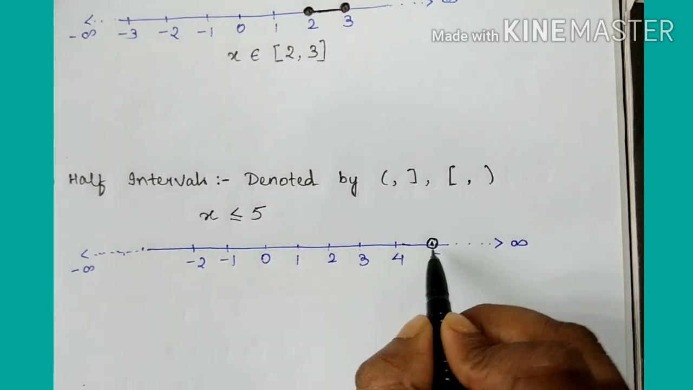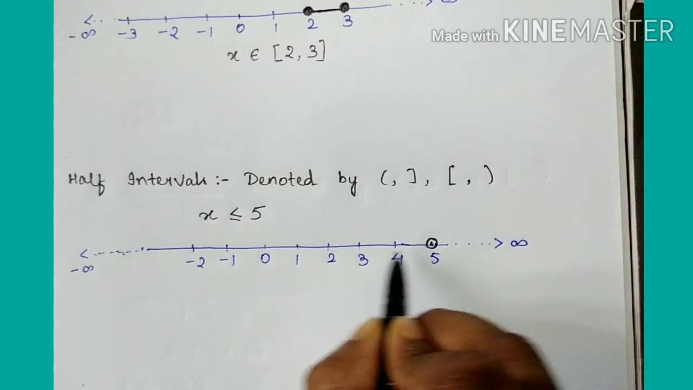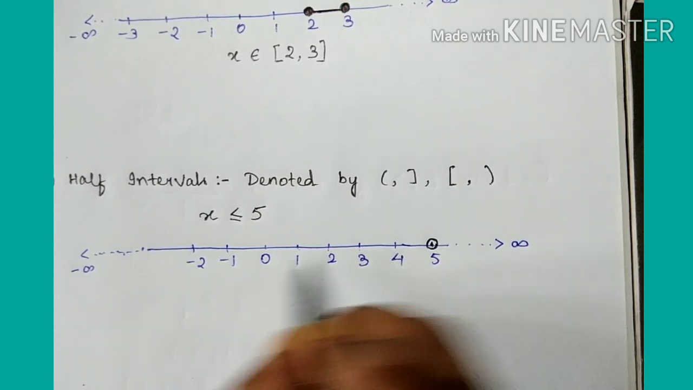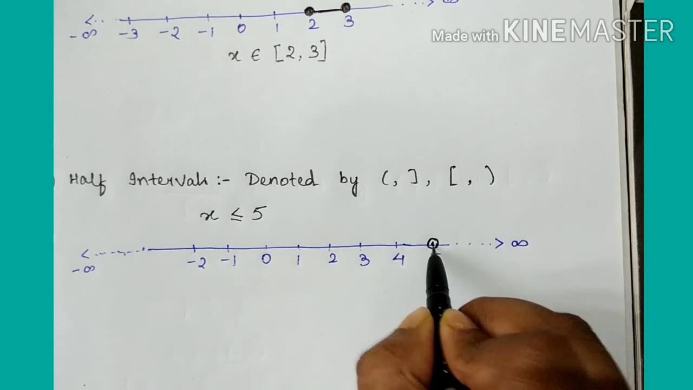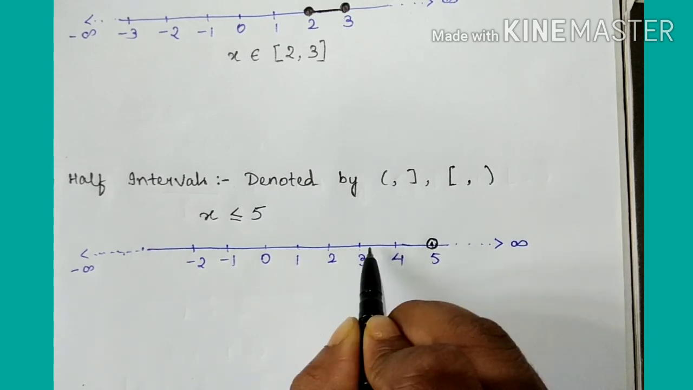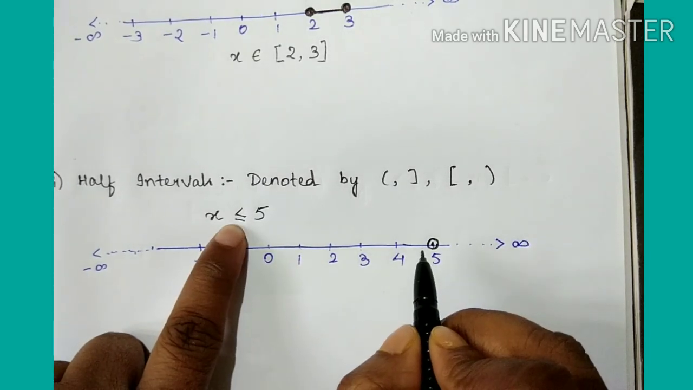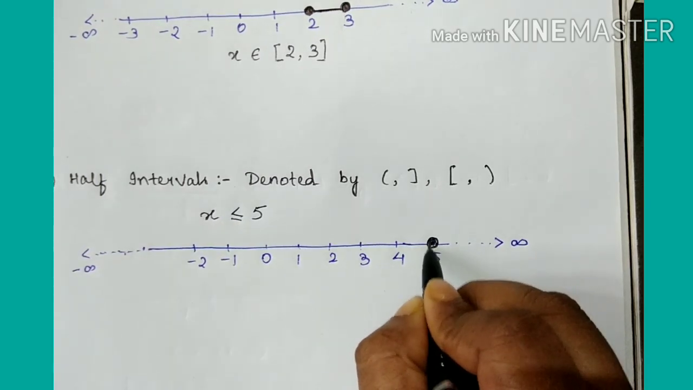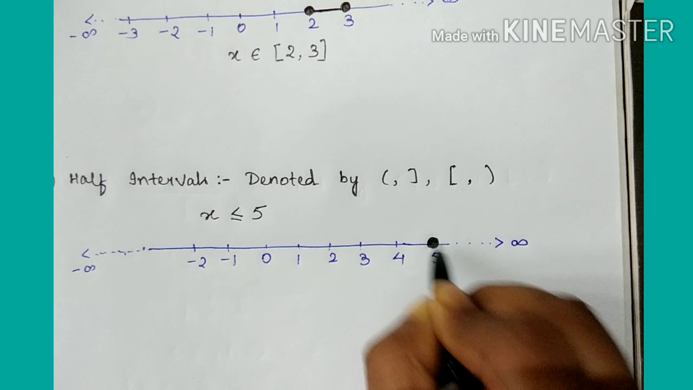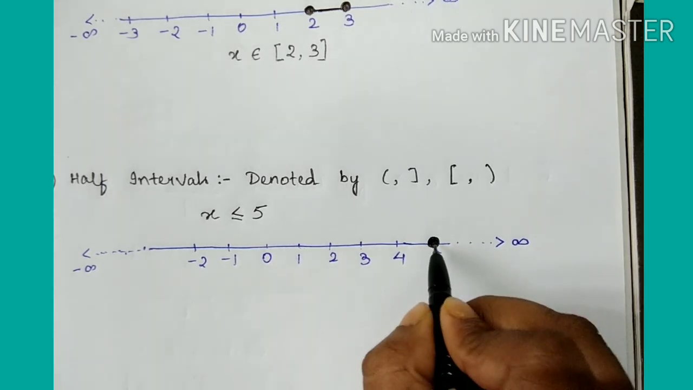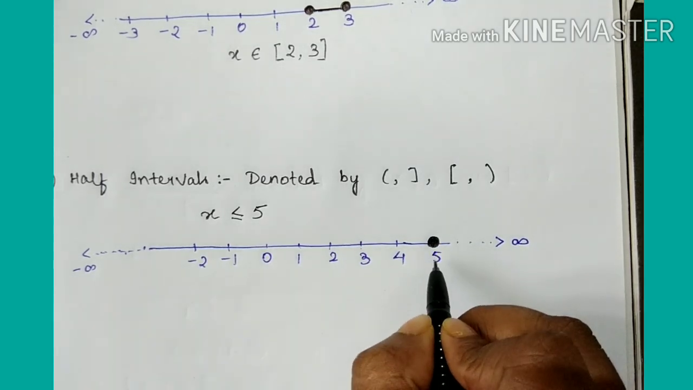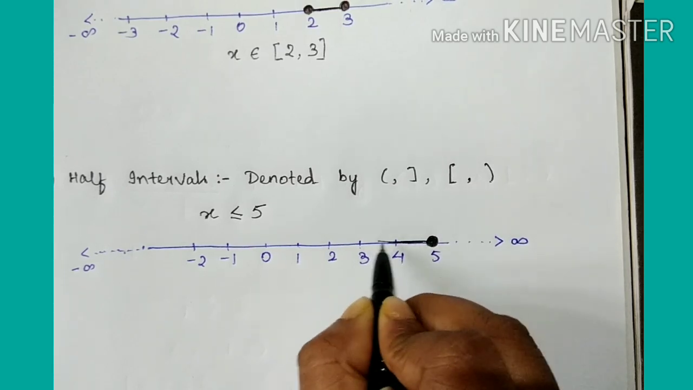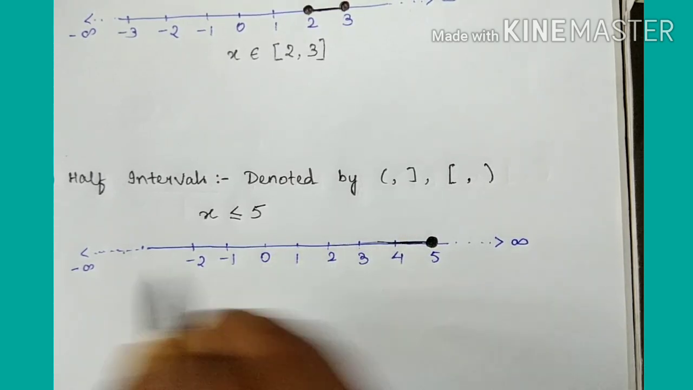Here we have to consider 5 and all the values less than it. That is, 5 and all the numbers less than 5. Since here the equality sign is also used, we will darken the circle in this way. So 5 is also included in our solution set, 5 along with all the numbers which are less than 5. That is, the whole number line which is less than 5.